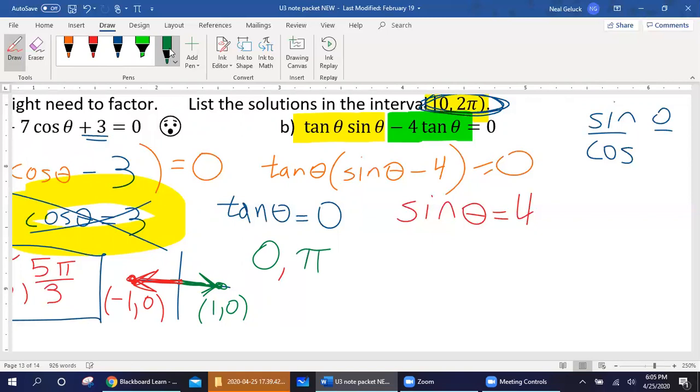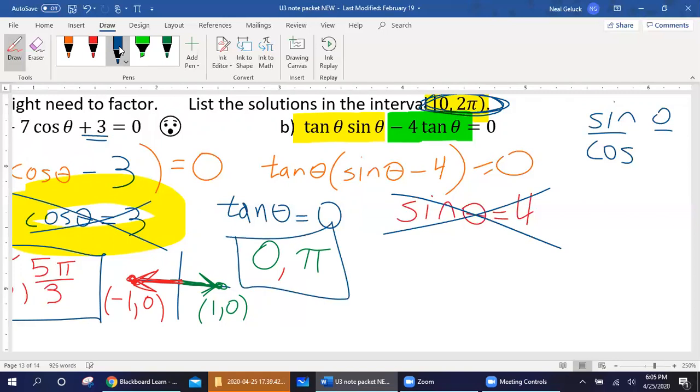Where does sine equal 4? Similar to the last problem, sine cannot pass 1. So there's no solutions to that part. So 0 and pi are my only answers. There are a few more factoring problems on the back.